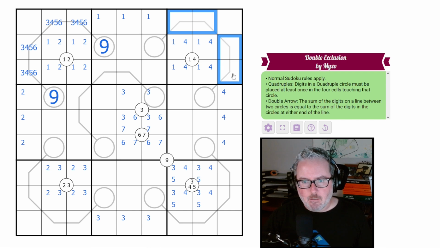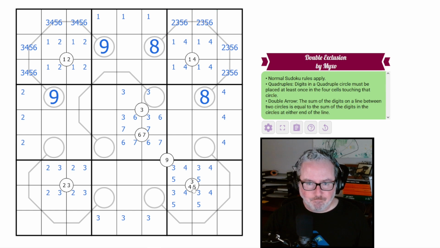2, 3, 5, 6 is the bare minimum. That's 16, right? 6 plus 5 is 11, plus 5 is 16. Yes, that is perfect. Because if these have to be a bare minimum of 16, well, the most these can be is a double 8, which is 16. So these are 2, 3, 5, 6.